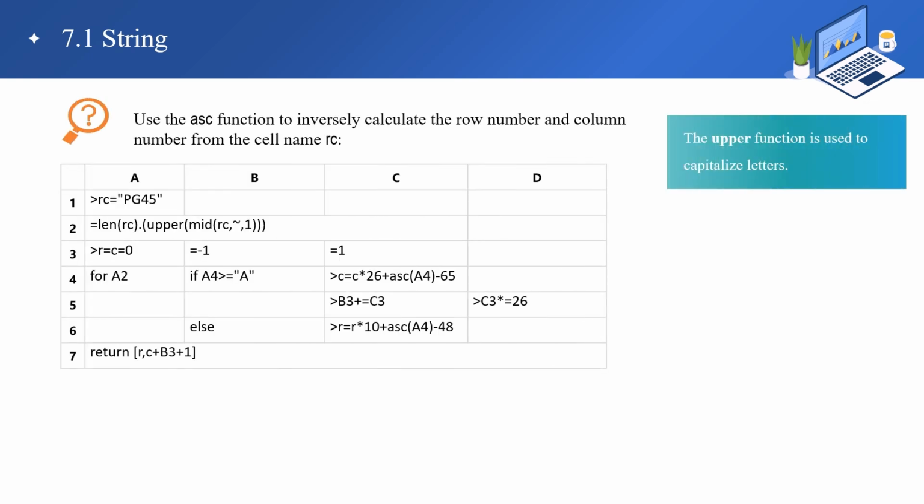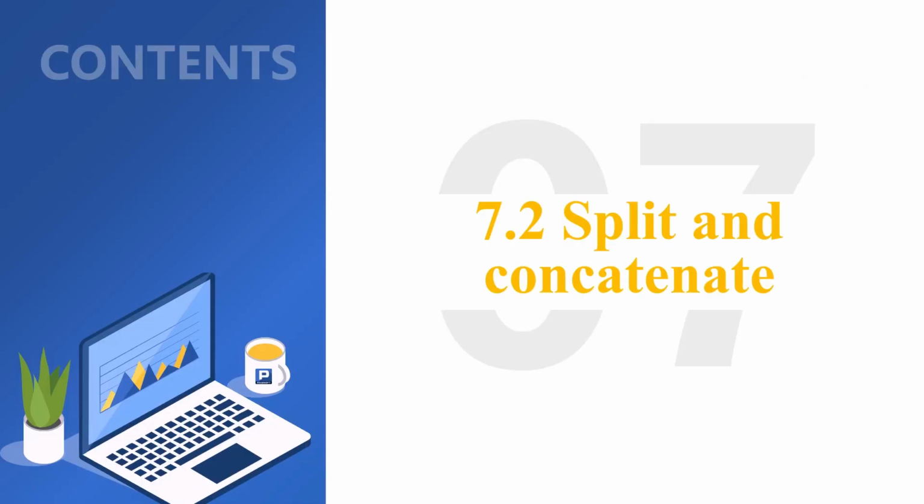Conversely, the ask function can be used to inversely calculate the row number and column number from the cell name RC. The upper function is used to capitalize letters. The rule of Excel cell names looks simple, but it is not easy to come up with the correct calculation logic. As we said earlier, the program code will not help us solve the problem, but will only help us realize the solution.